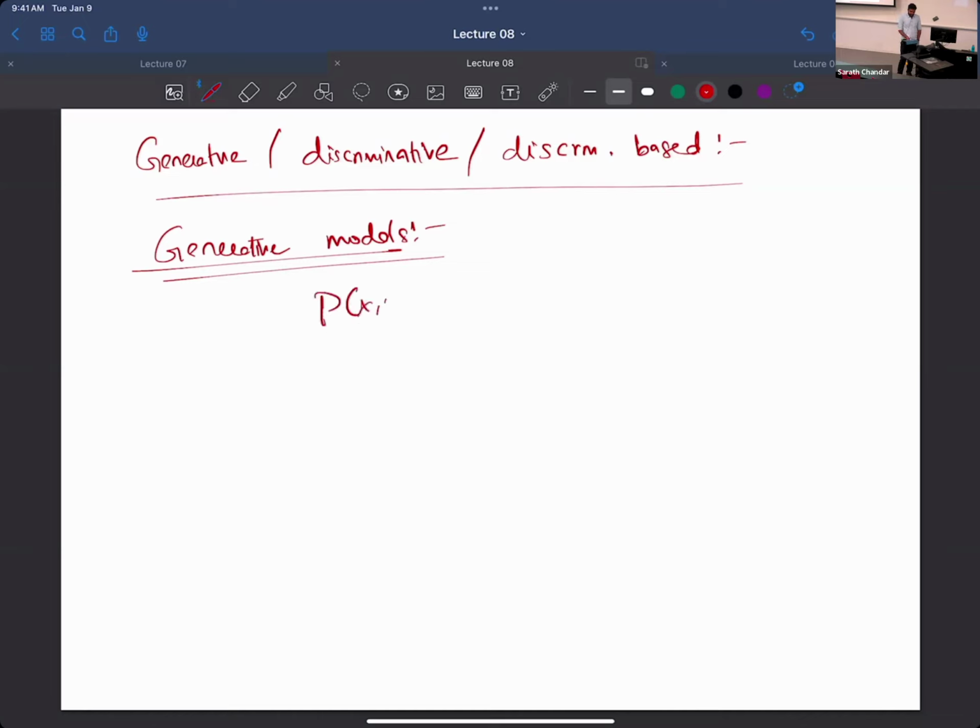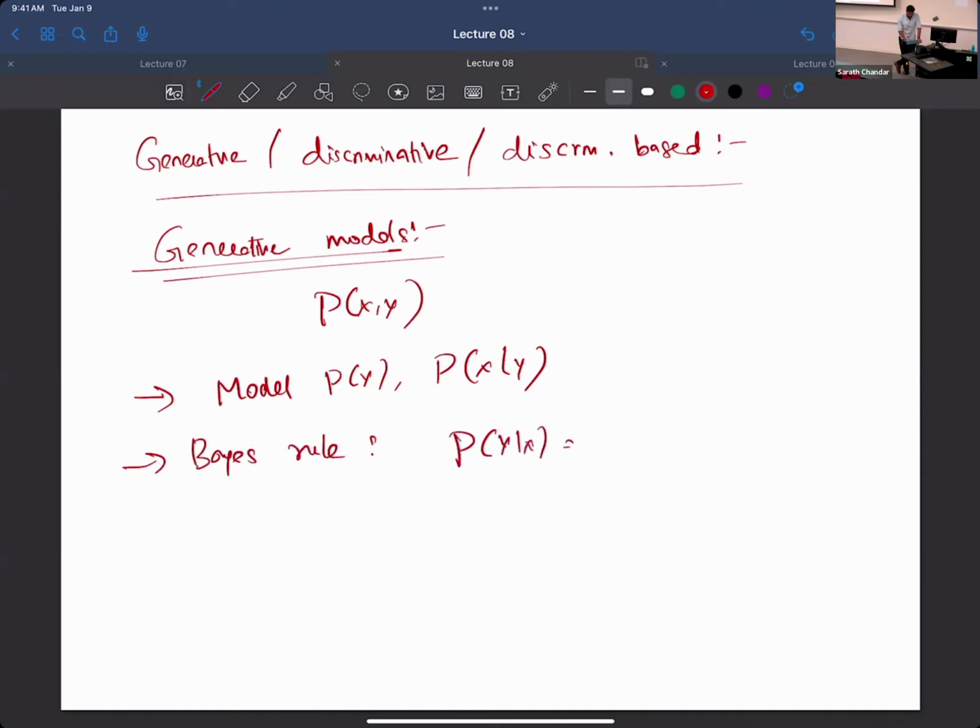Generative models typically model the joint distribution P of x comma y, right? And there are many ways to do this. One way that GDA and naive Bayes do it is basically to model P of y and P of x given y, and then we use the Bayes rule, which says P of y given x is equal to P of x given y times P of y over P of x.